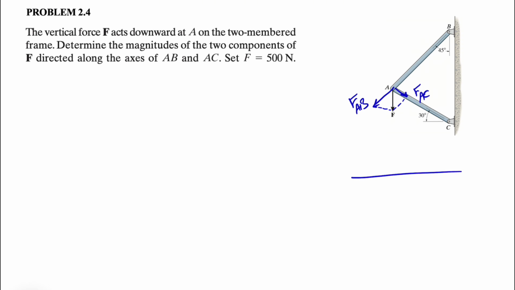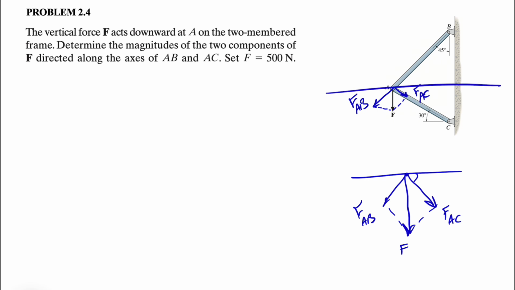So this is our horizontal line. We have the force F in here, which is downward, and we have the two forces FAB and FAC here. We know this angle here. This is the parallel line that we draw. Since this angle is 30 degrees, this one is 30 degrees. So we have 30 degrees in here, and we have the same scenario in here. We know this angle is 45 degrees. These two are parallel, so this angle is 45 degrees.